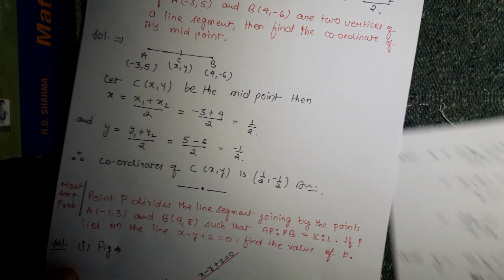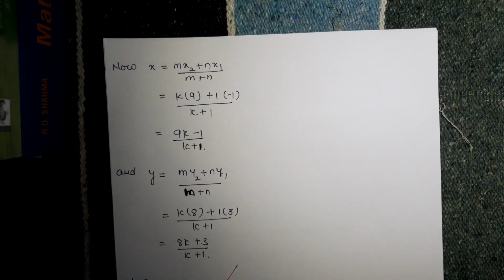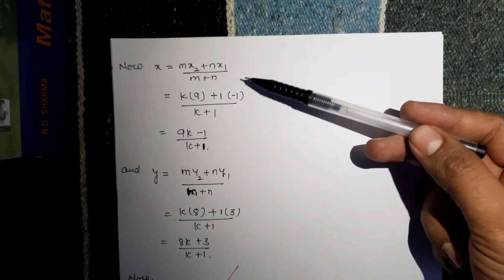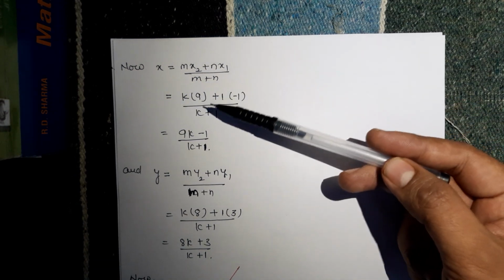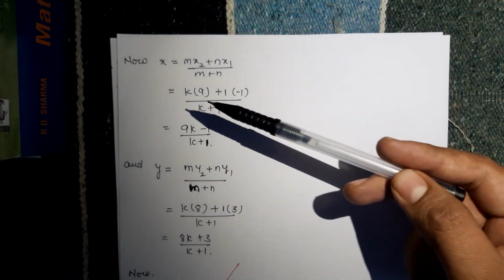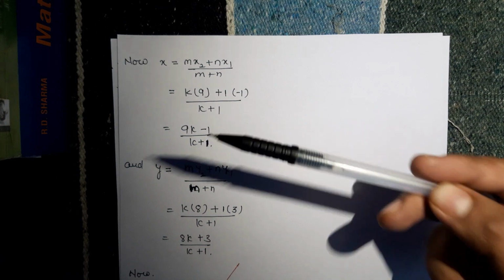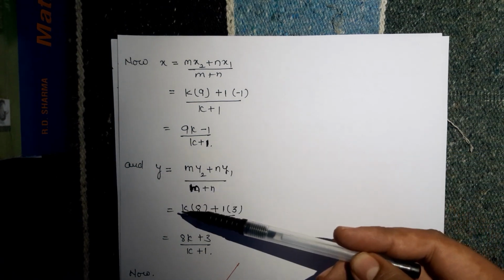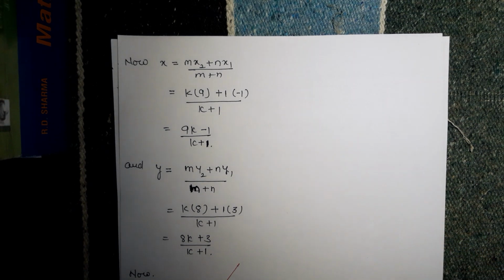Here is the solution. Using the section formula first, we know that the value of x is given by (m x2 plus n x1) upon (m plus n). Here m is k, n is 1, x2 is 9 and x1 is minus 1. So it will be (9k minus 1) upon (k plus 1). That is the result of x. Similarly, y is given by (m y2 plus n y1) upon (m plus n). It is (8k plus 3) upon (k plus 1). So we have these 2 points.